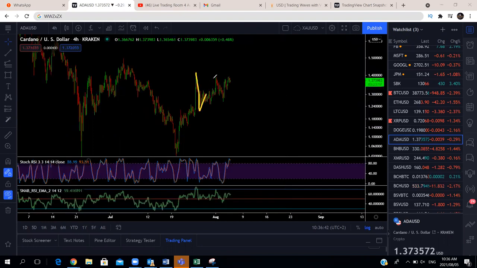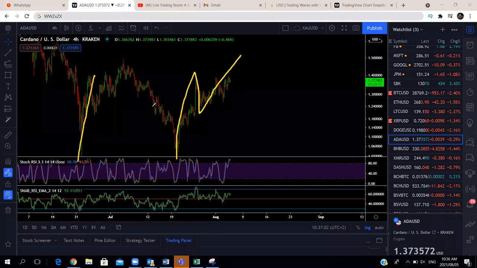ADA, we can't look at this as a running flat because it did not break here, so we cannot look at that. We can say that this has made a move to the upside, has made a pullback, and we are looking at this one to be making another leg up higher here. Okay, so that is ADA, possibly making a similar structure to this here, like that.